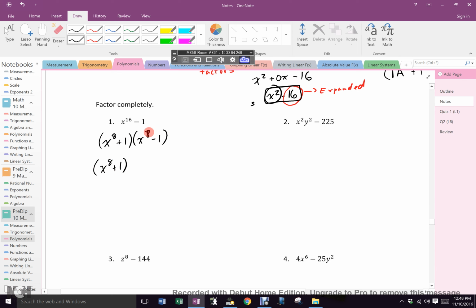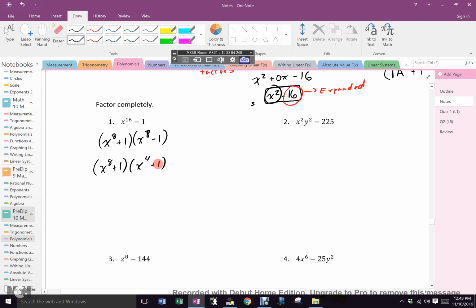Is x to the 8th a perfect square? No. Why, Christina? Because it's got an even exponent. Is 1 a perfect square? Yeah. Is it a subtraction in the middle? So we've got to do it again, don't we? So what do I get? X to the what? 4th plus 1.